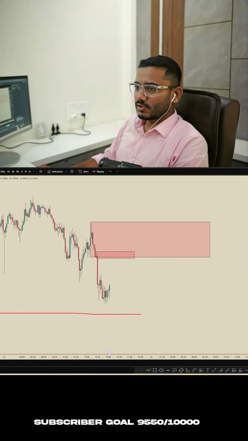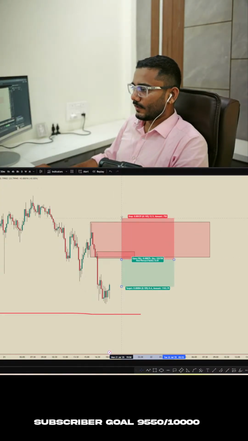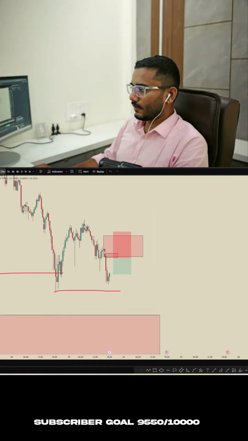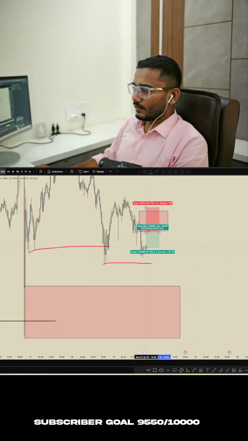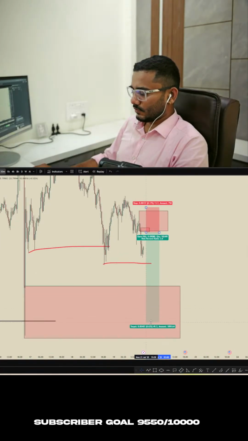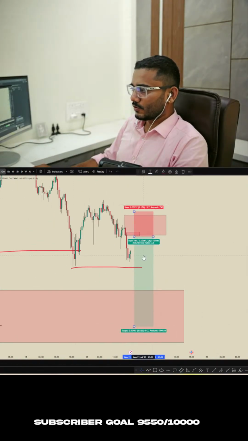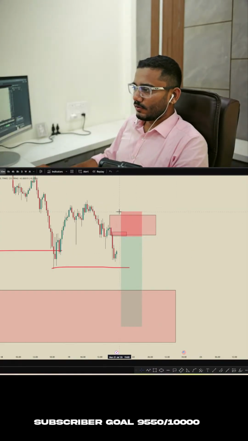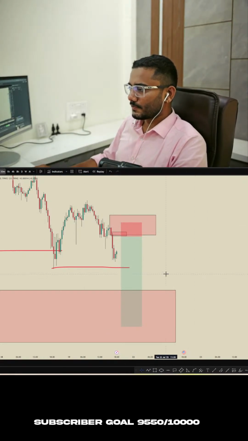Because the stop loss is too big, we can wait for price to create a change of pattern at this area, and we can look for a sell side trade targeting this demand zone or this Quasimodo pattern. So this is around 1 is to 3. But if we manage to wait for price to give us a change of pattern or continuation, we can look for a 1 is to 8 trade to the downside.